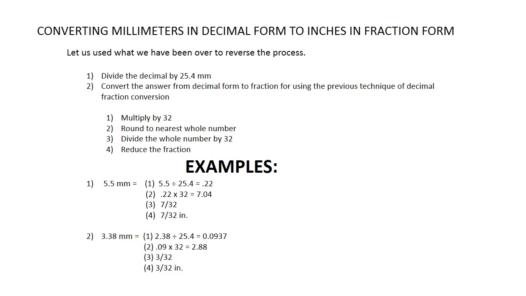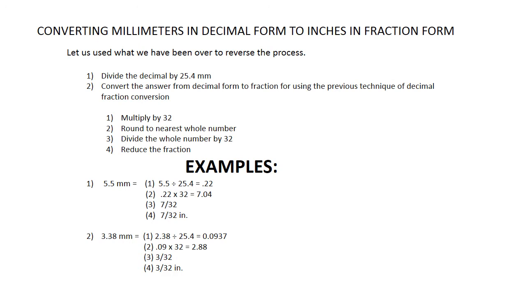Example number 1, 5.5 millimeters. 5.5 divided by 25.4 equals 0.22. 0.22 times 32 equals 7.04. Rounded to the nearest whole number, which is 7. So it'll be 7 over 32. The answer would be 7/32 of an inch.